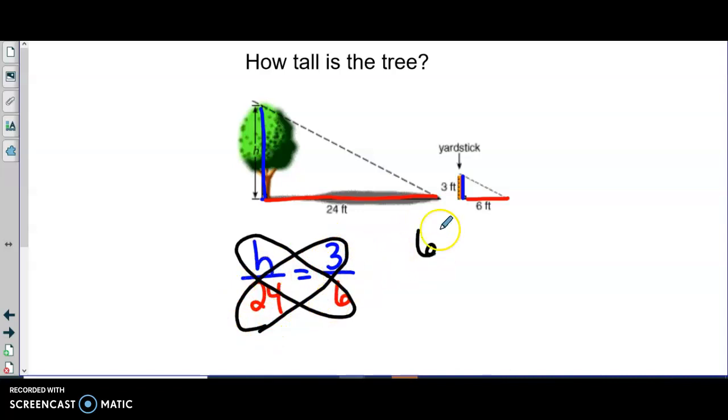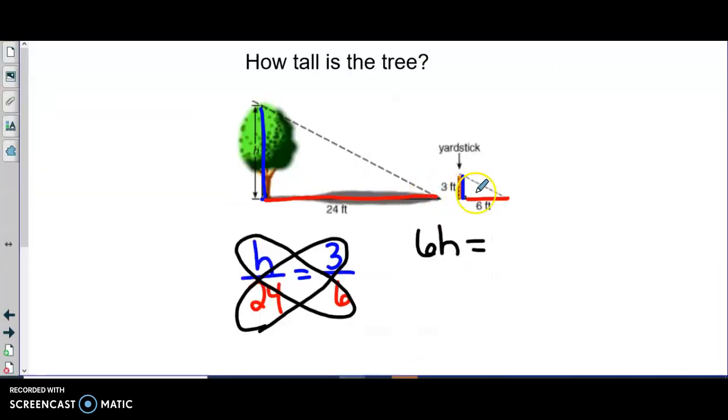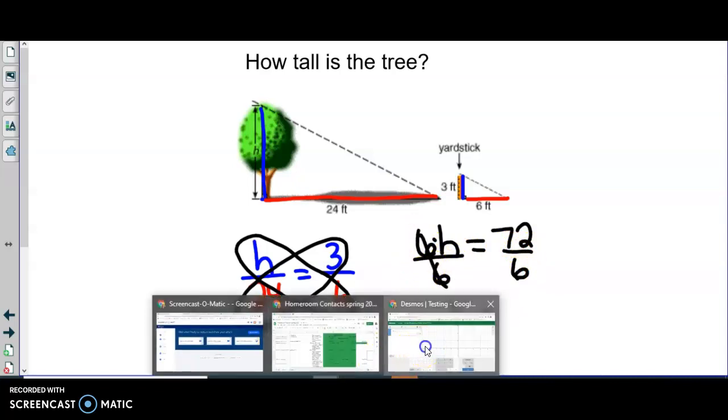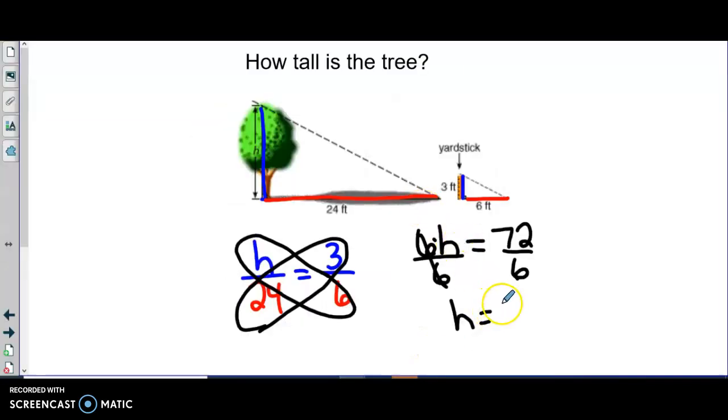H times 6 is 6h. 24 times 3, I don't really know it. 72 maybe? I don't know. 24 times 3 is 72. And then we got to finish by solving for h. Since we have 6 times h, we'll do the opposite, which is to divide. And then 72 divided by 6 is 12. So the height of the tree is 12 feet.